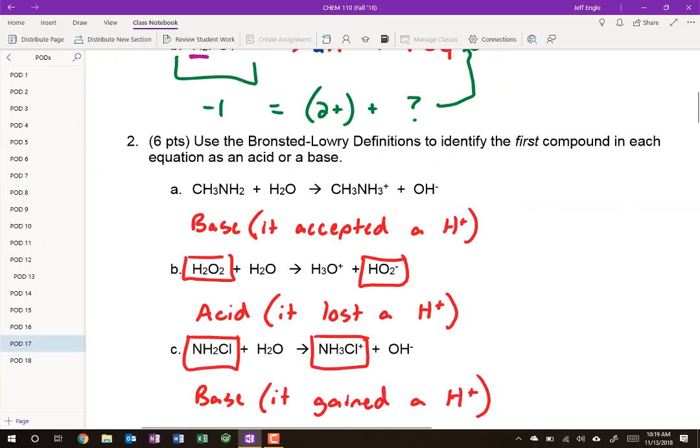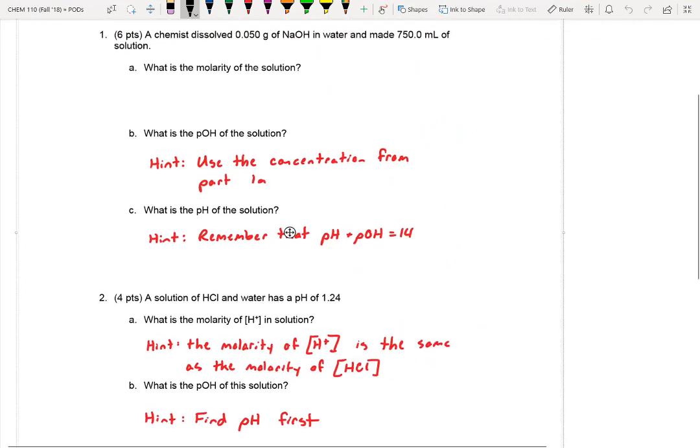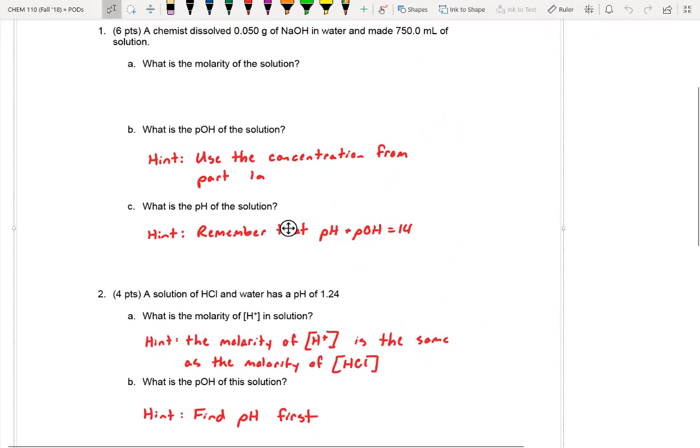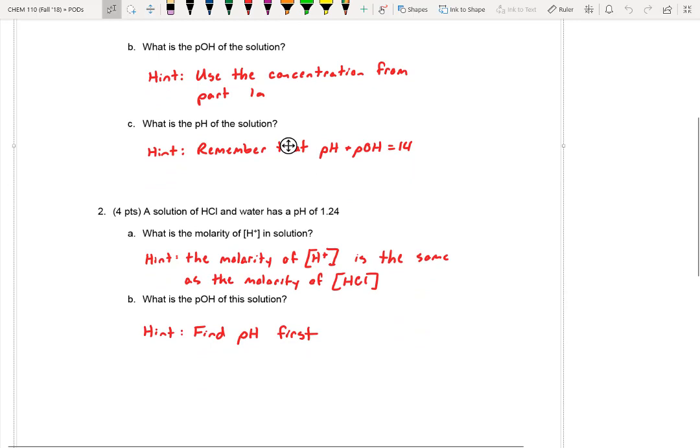All right, one last thing before you leave. For the pod, I wrote down a few hints for you in the notebook. The first one is just asking you to calculate the molarity. Second one is to use the concentration from part 1A to solve for pOH, and then convert from pOH to pH. And then for part 2, it says the molarity of your acid, meaning your proton, is going to be the same as the molarity of your HCl. And then the last part says find pH first, and then convert pH to pOH. So I've got some hints on here if you do want to check OneNote while you're doing your work.